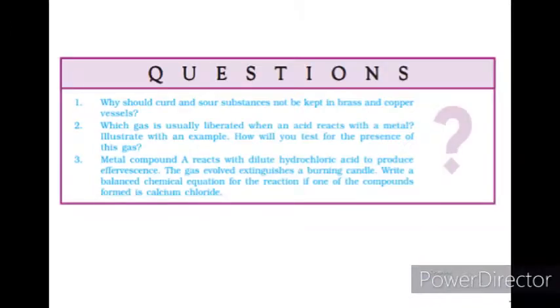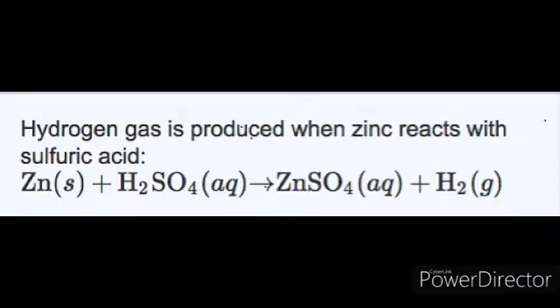Now our next question is, which gas is usually liberated when an acid reacts with a metal? Also illustrate it with the help of an example. And how will you test the presence of this gas? The answer to this question is, when a metal reacts with an acid, usually hydrogen gas is liberated. For example, when zinc reacts with dilute sulfuric acid, it forms zinc sulfate and hydrogen gas.